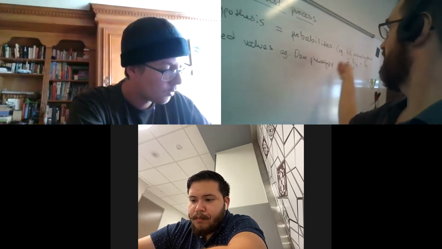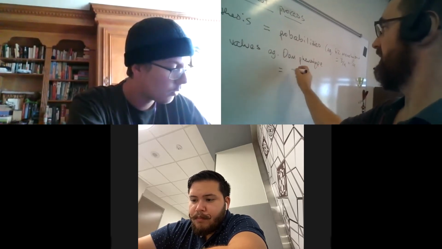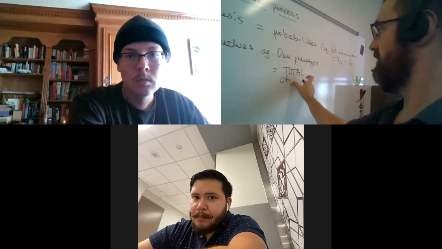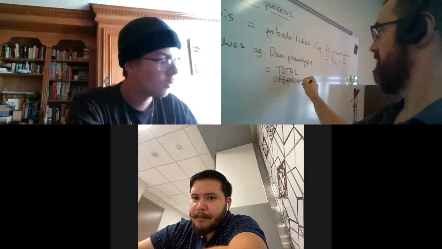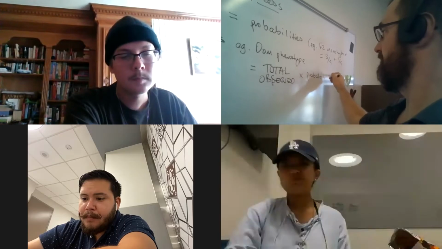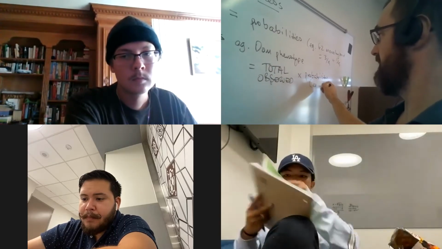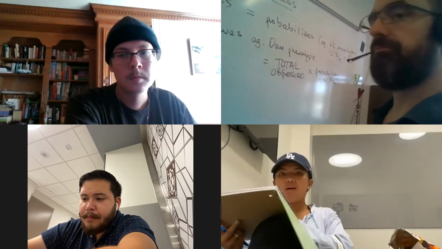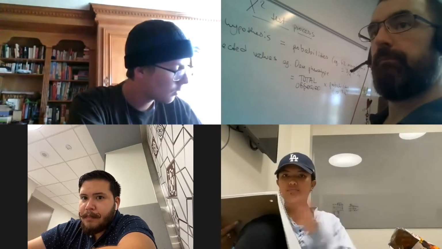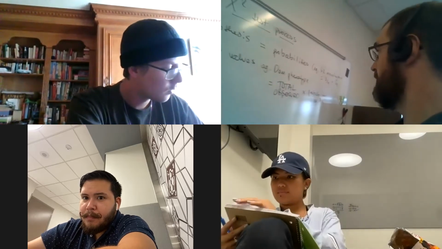E.g. the dominant phenotype in a F2 monohybrid equals total observed times probability. E.g. 3/4. Hello, Jess. Okay. So for example, actually, let's pull one from the PowerPoint.